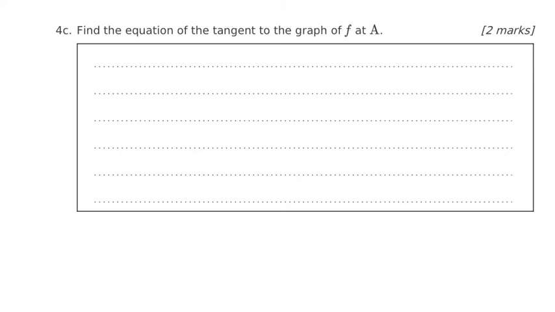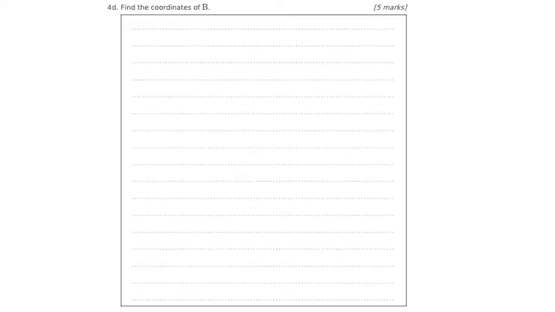4c, find the equation of the tangent to the graph of f at A. Well, we know that the tangent passes through A. It has 0 gradient because it is at a maximum. So the equation must be y equals 16.8.